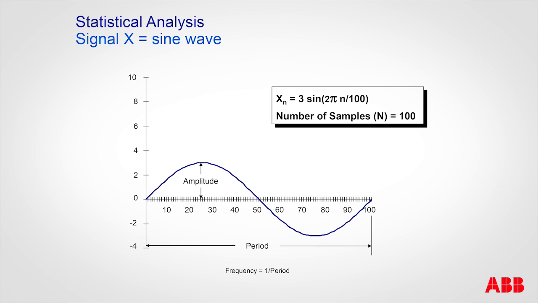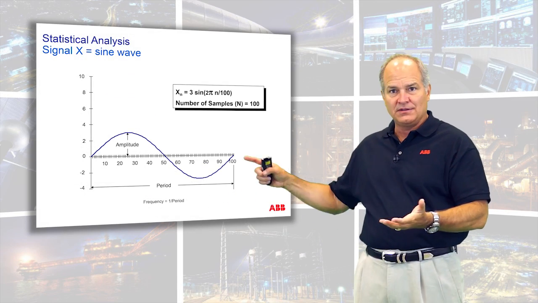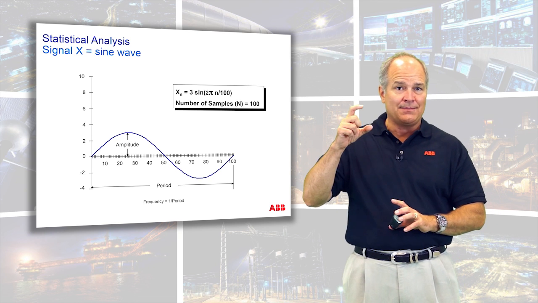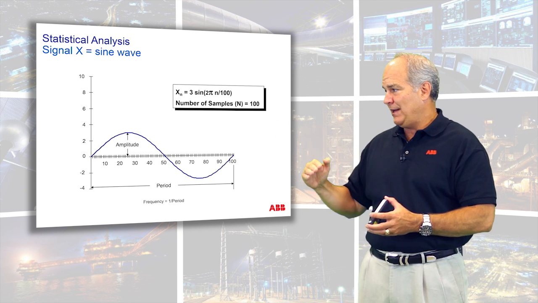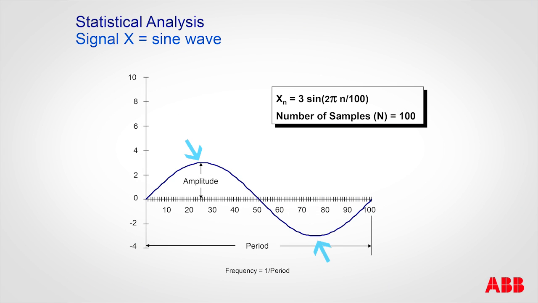A sine wave, and we could use a cosine wave or a sine wave, but for this I'm going to take a sine wave where it starts at 0 and it goes up and down. So we have an amplitude, and you'll hear people talk about amplitude or peak to peak. Peak to peak is 2 amplitudes. The peak is the top of the curve and the bottom of the curve. Half of peak to peak would be the amplitude.